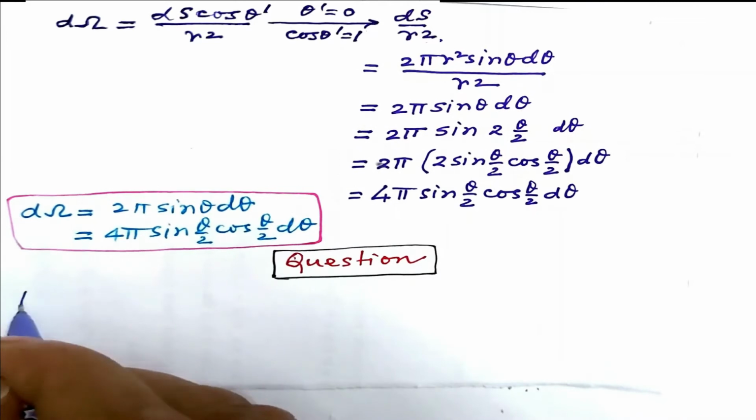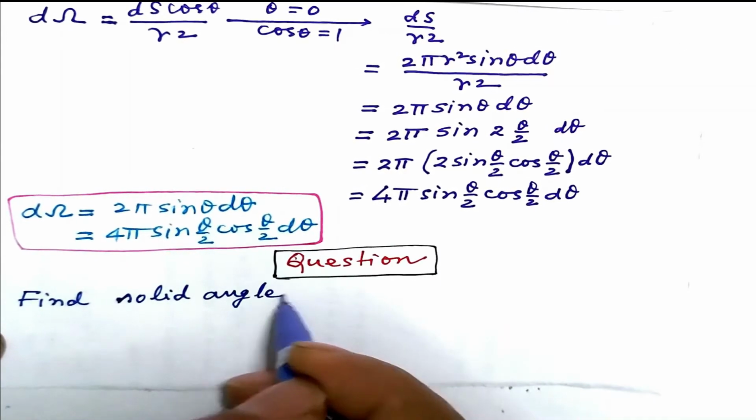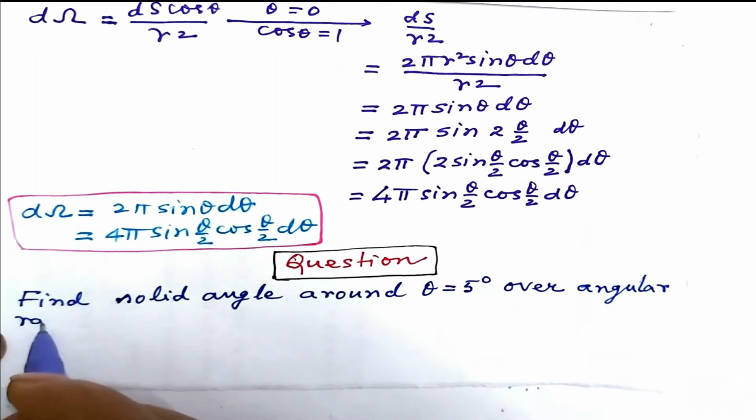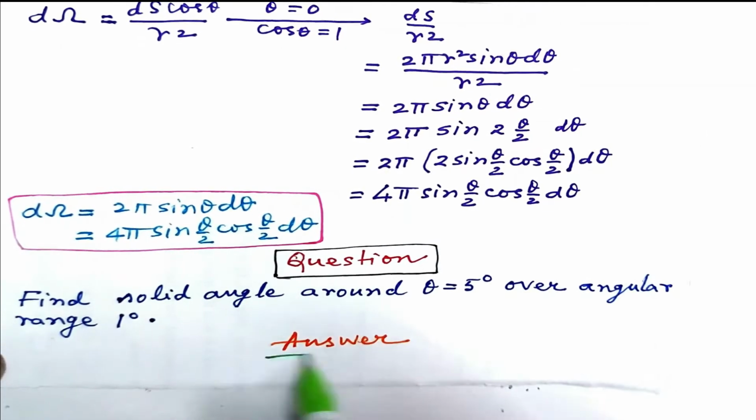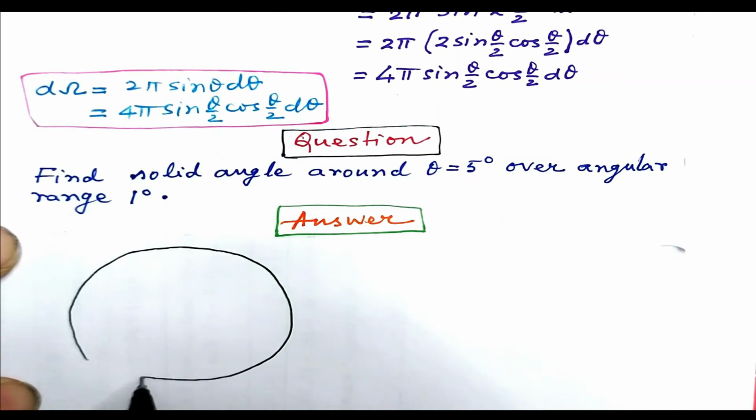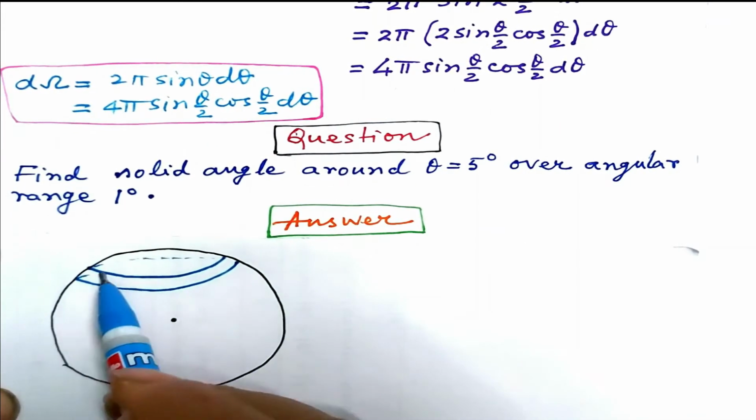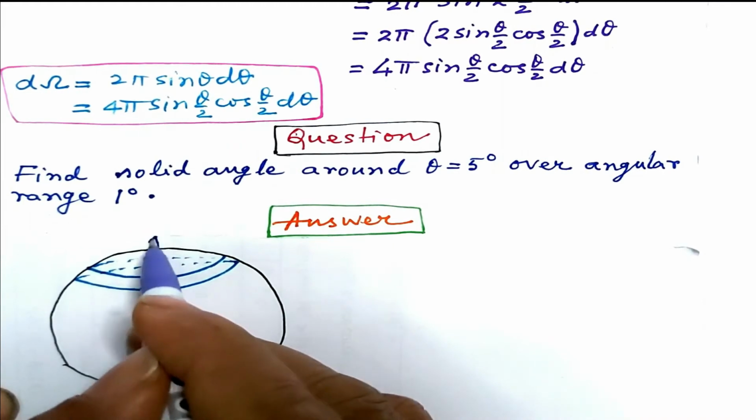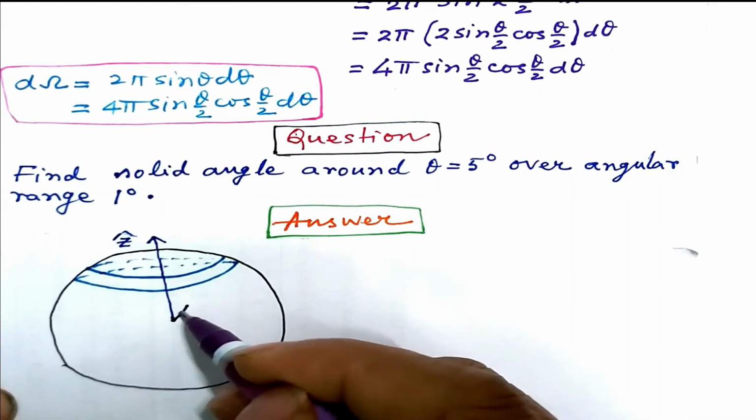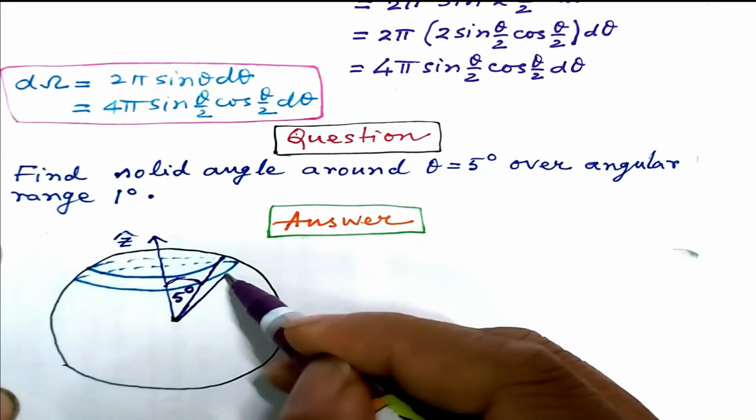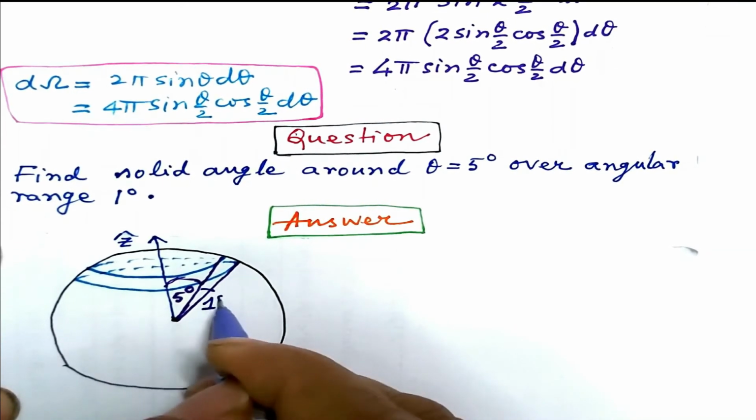Next question. Find the solid angle around theta equal to 5 degrees over an annular range of 1 degree. Answer: consider a sphere, and this is the annular region referred to in the question. This is the Z axis, this is the polar angle theta, 5 degrees, and the annular range is 1 degree.